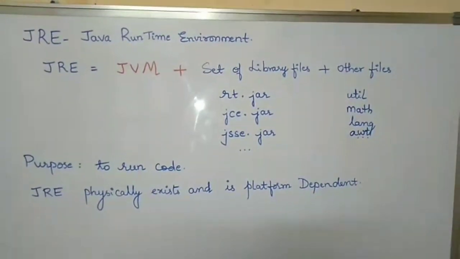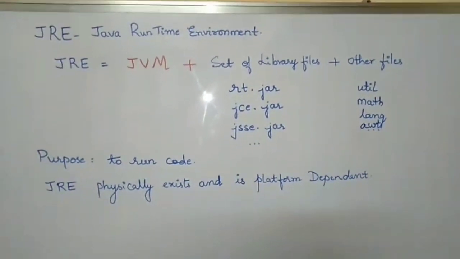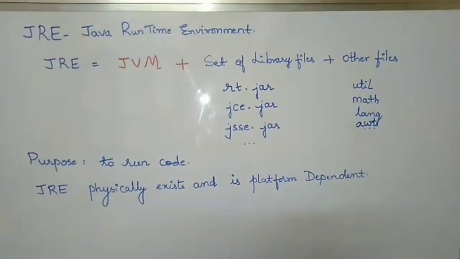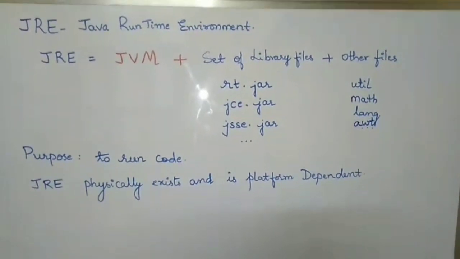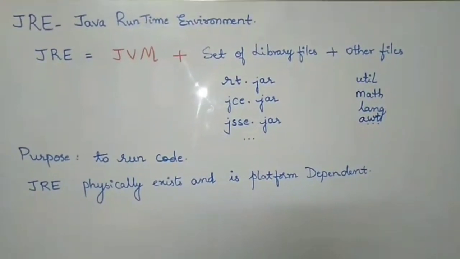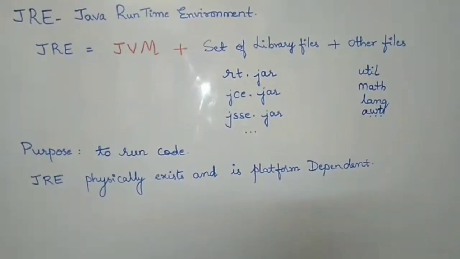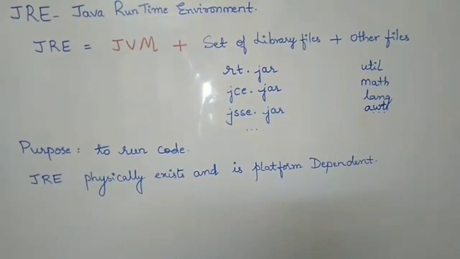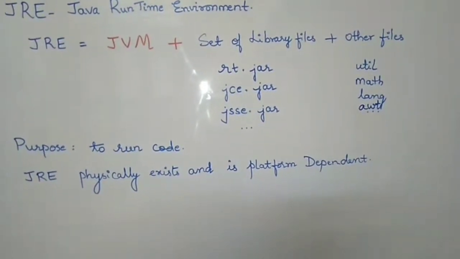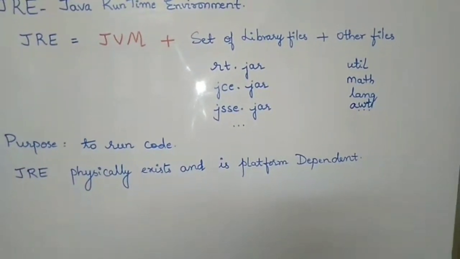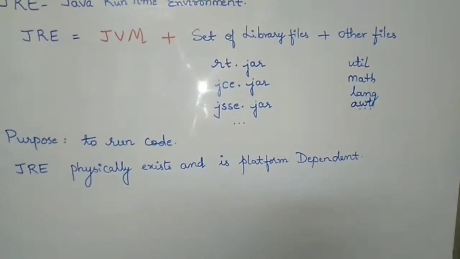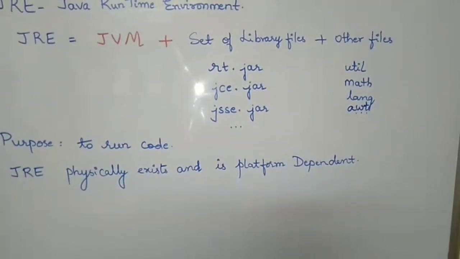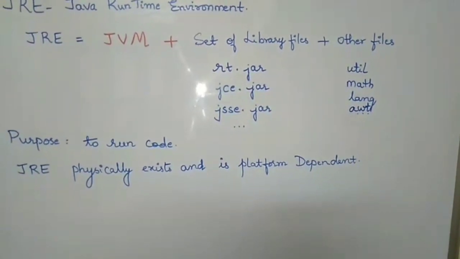JRE stands for Java Runtime Environment. So JRE comprises JVM plus a set of library files plus other files. So what are the library files? The library files are like rt.jar, runtime.jar, then jce.jar, jsse.jar, etc. And other files are Java packages and classes, which are like util, math, lang, awt, etc.